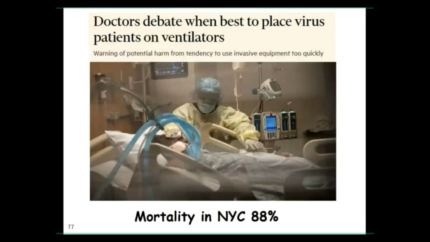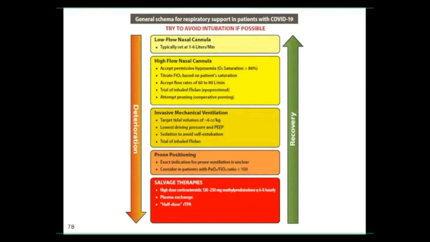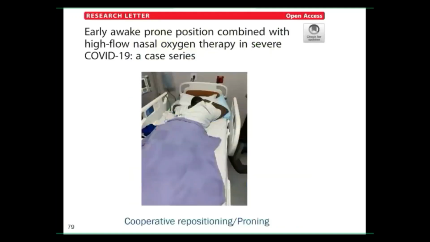The question then comes about ventilation. This received a lot of attention. Doctors debate when best to put patients on ventilators. We know the mortality in New York City on a patient who went on a ventilator was 88%. So we have developed this protocol in which we try and delay putting patients on ventilators as long as possible using high-flow nasal cannula. In addition to nasal cannula, we do what's called cooperative repositioning or proning.